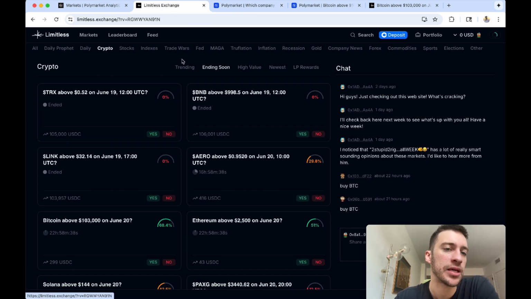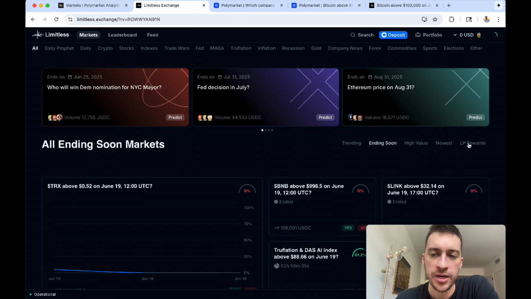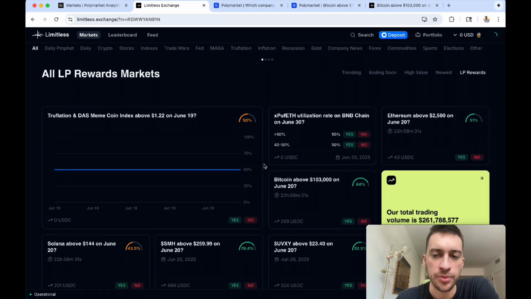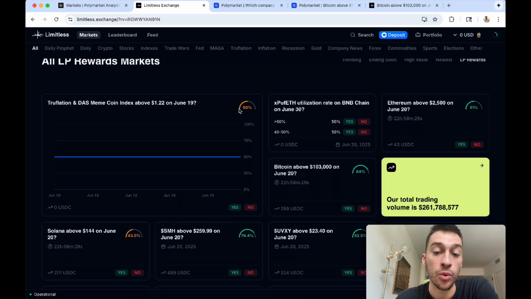At the same time, guys, not only do you earn arbitrage profit, they also, just like Polymarket, offer liquidity pool rewards as well.